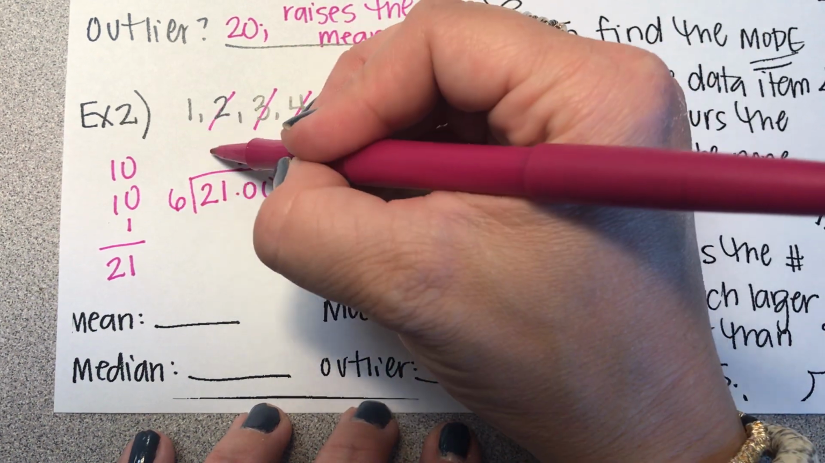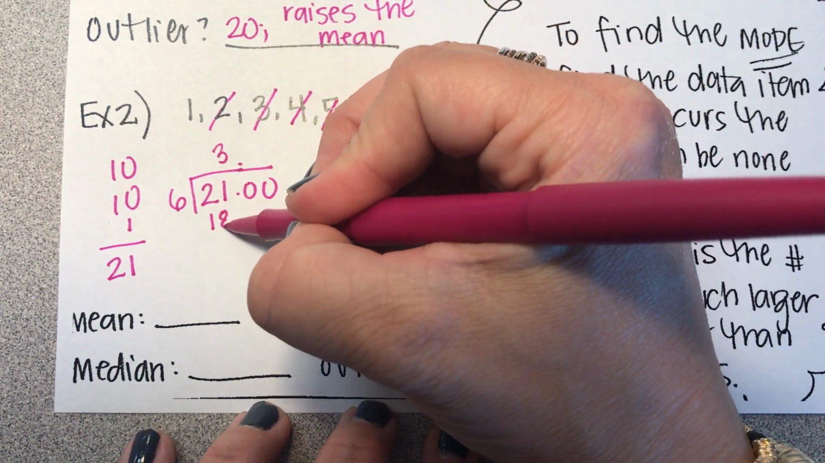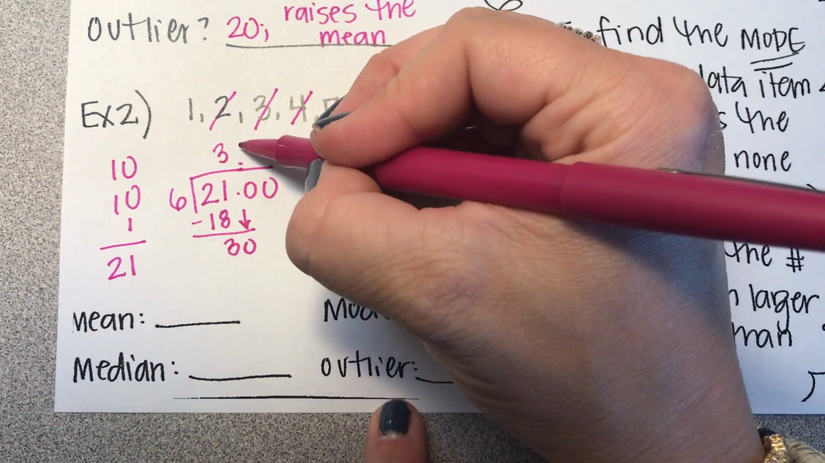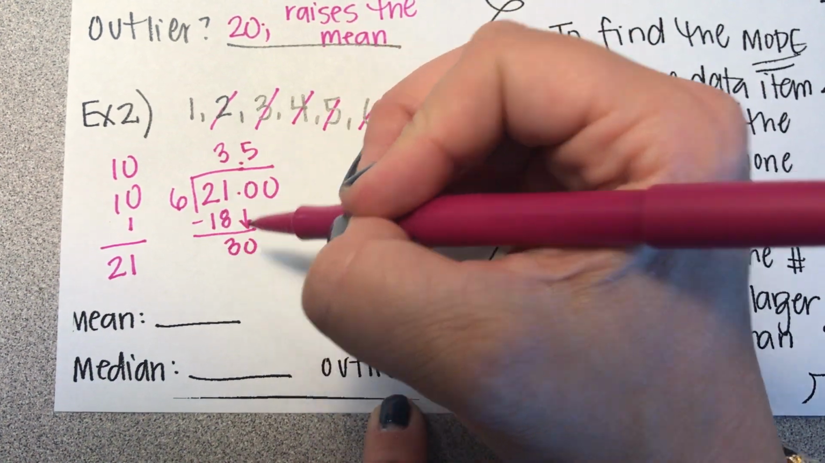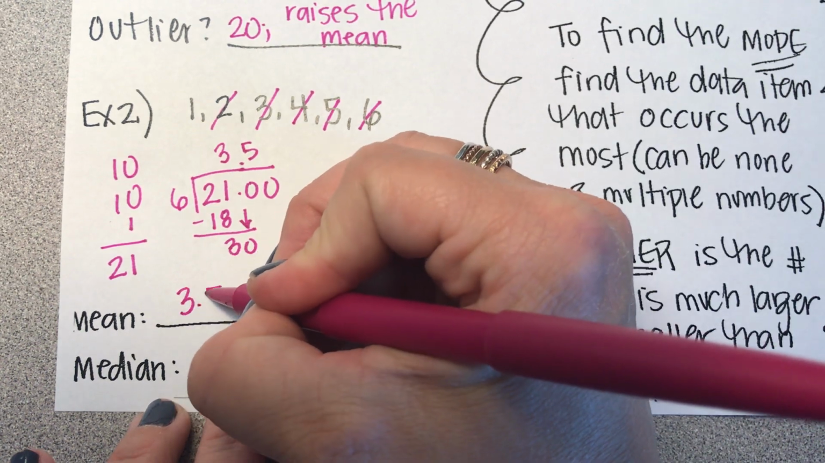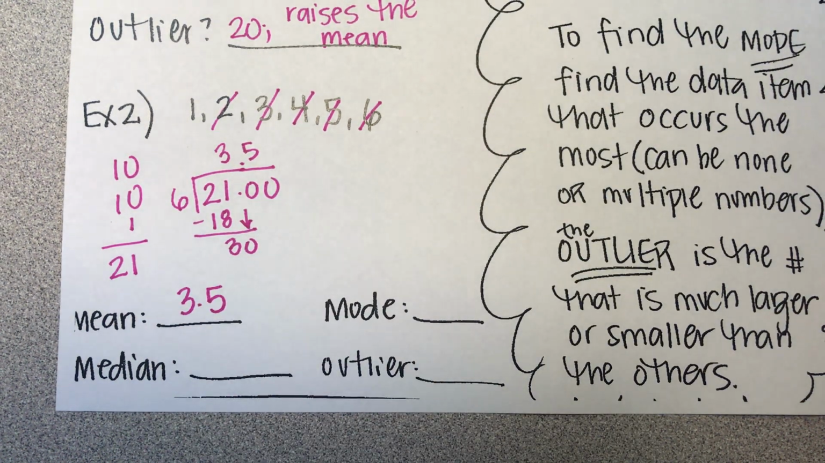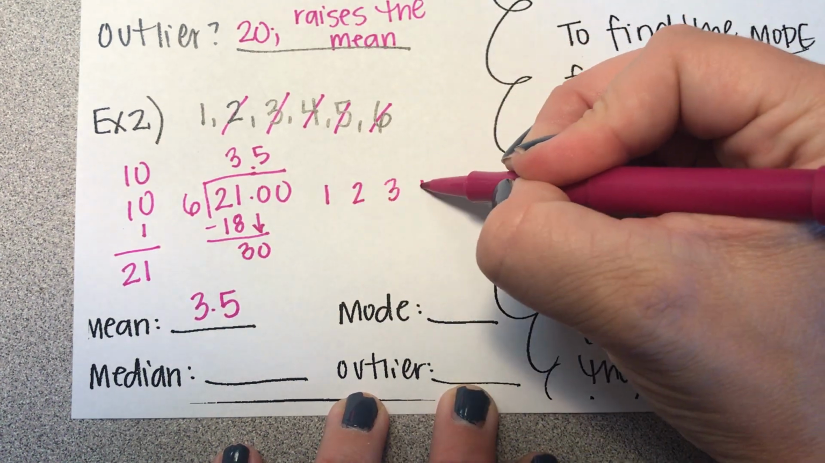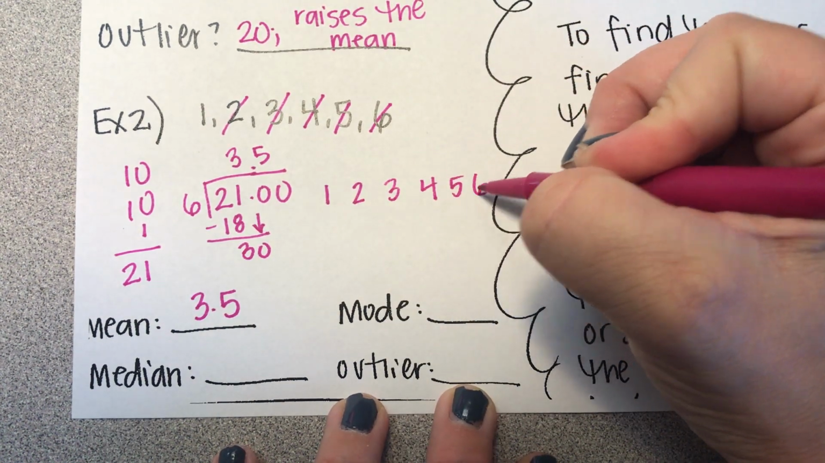So 6 goes into 21 3 times. That's 18. 3, bring down a 0. 6 goes into 30 5 times. That's 30. So it's 3.5. Okay, so when I'm finding my median, 1, 2, 3, 4, 5, 6.